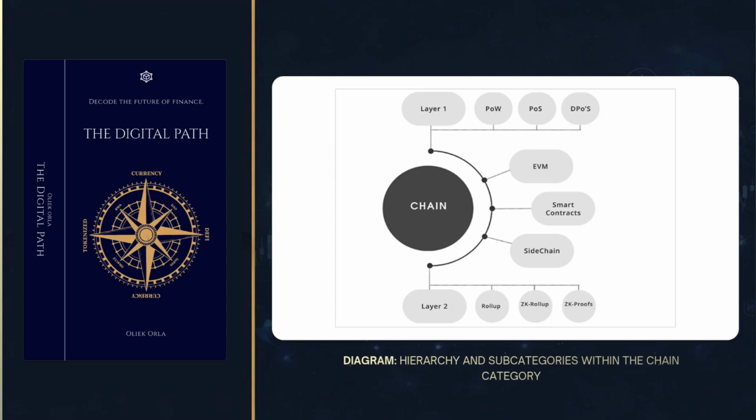Layer 1. This subcategory includes projects with their own independent blockchain. These networks form the base layer of the ecosystem, ensuring security, decentralization, and transaction processing. Depending on the consensus mechanism, they are classified as proof of work, proof of stake, or delegated proof of stake. Examples: Bitcoin, Ethereum, and Tron.